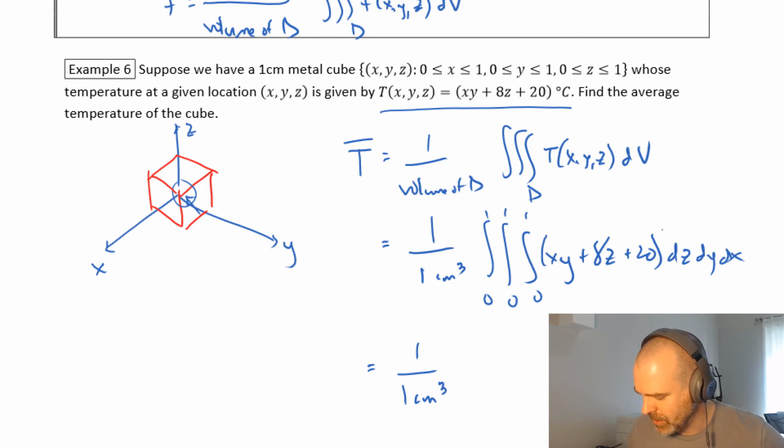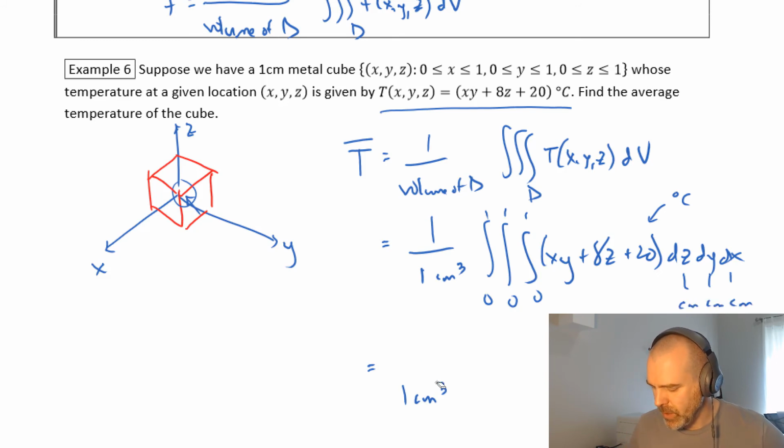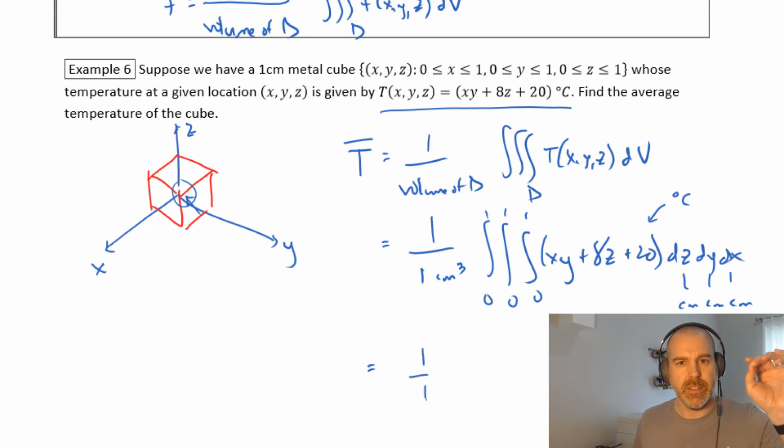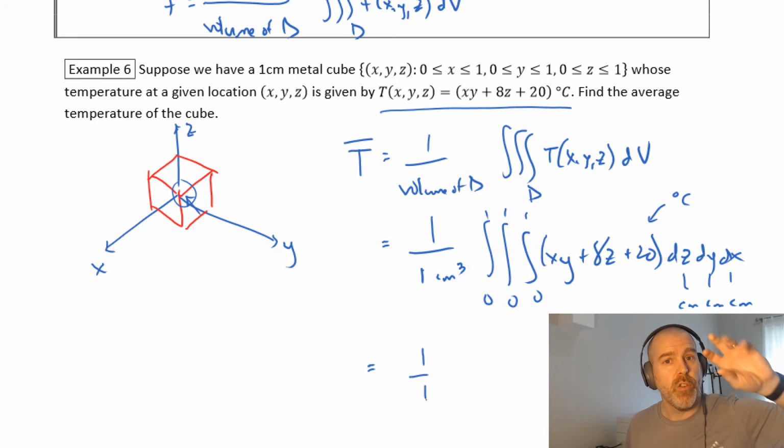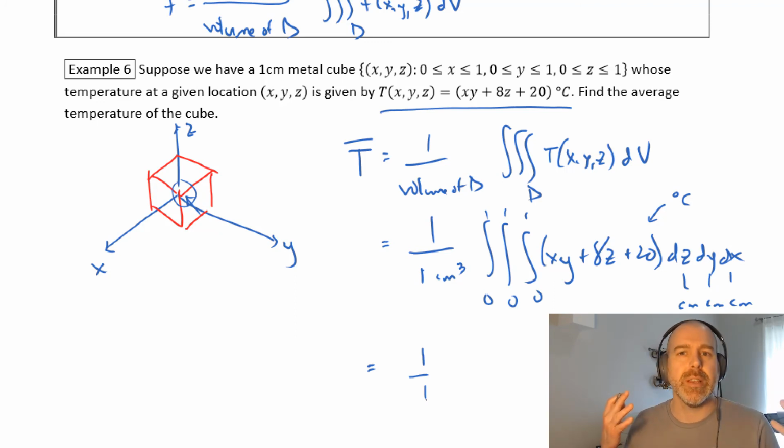The temperature here is degrees Celsius, but then dz, dy, dx are all centimeters. So what you would get, I'm just going to leave this 1 over 1, is degrees Celsius times centimeters cubed for the integral. And then when you divide by centimeters cubed, you're back to degrees Celsius, and that's the average temperature.